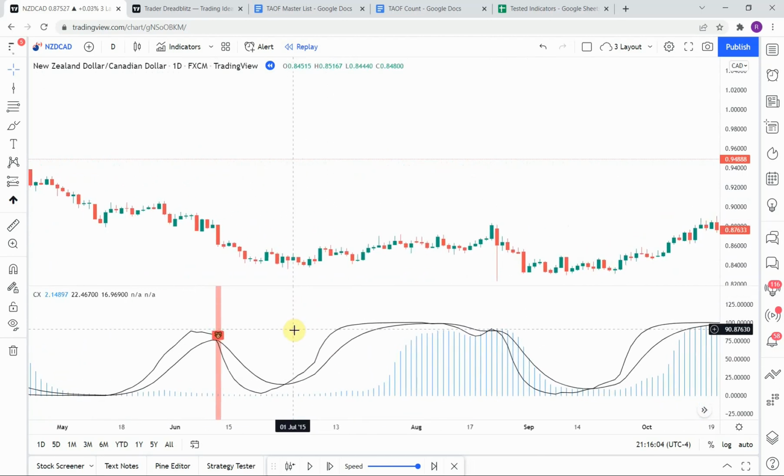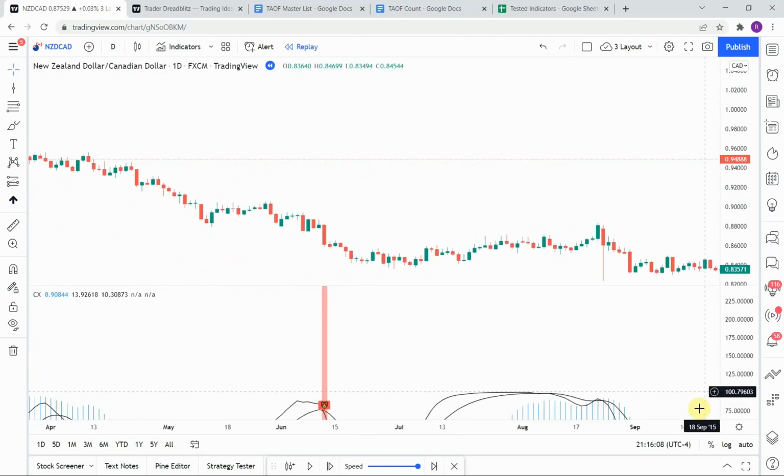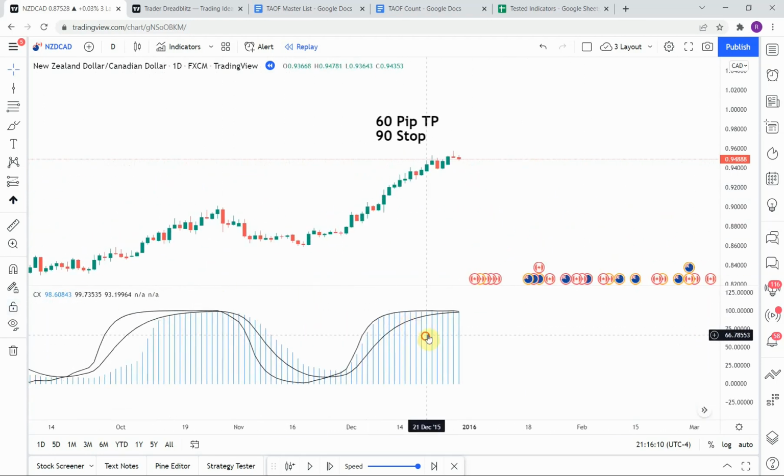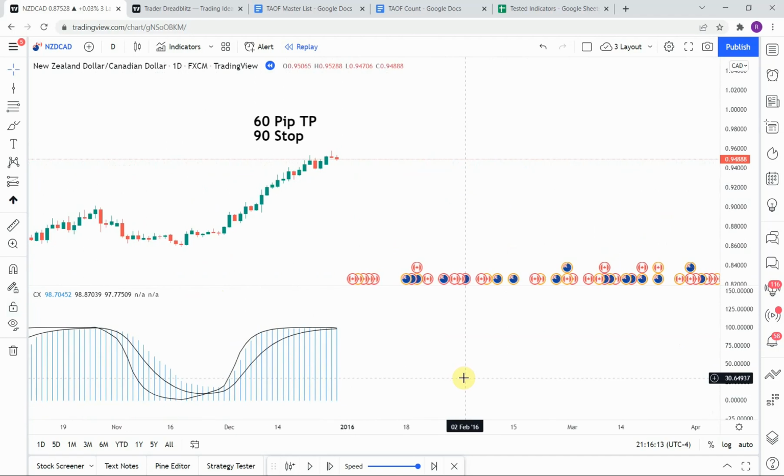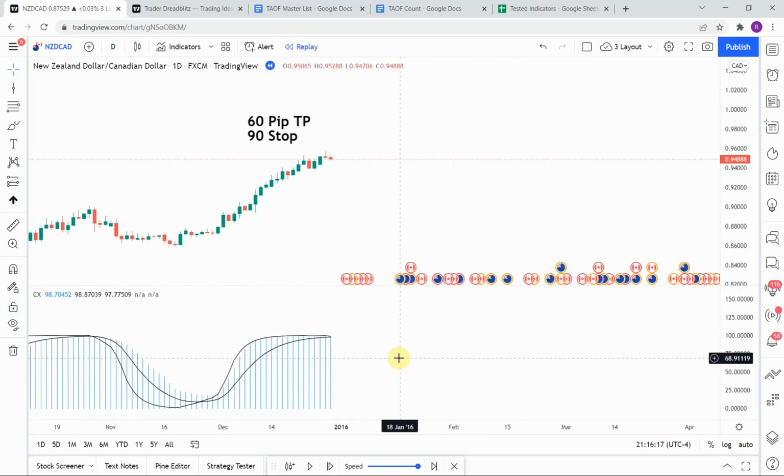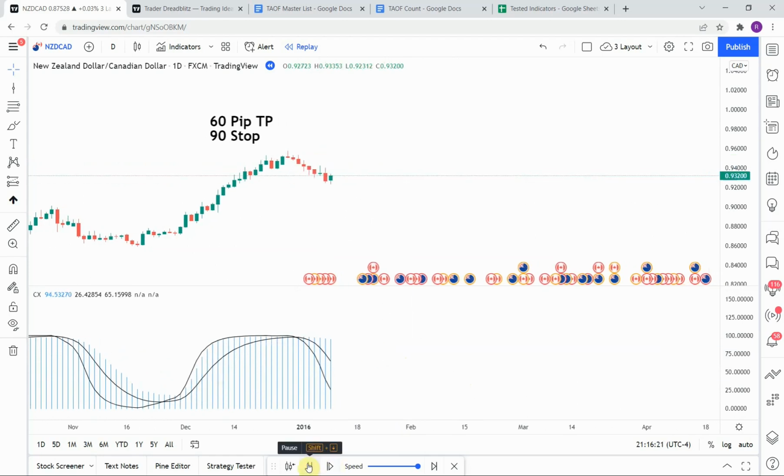But as we do, we're going to test it as a standalone indicator to see if it can hold up on its own. So let's go ahead and get on with the testing and see what we can get out of this.